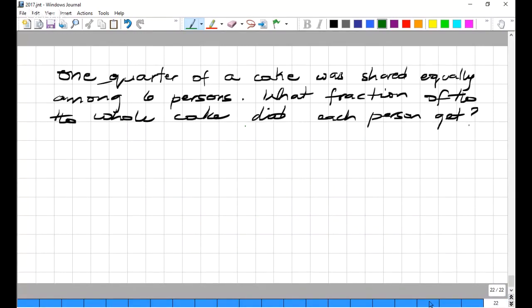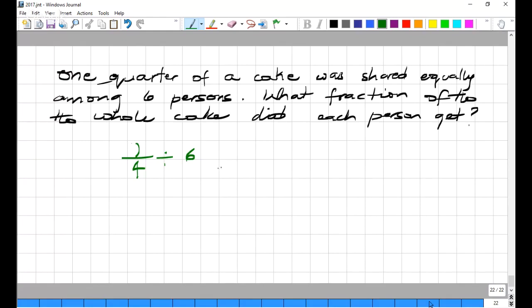All right, last one. If I have a quarter of a cake and this was shared equally among 6 persons, what fraction of the whole cake did each person get? What type of problem is this? Division. What operation do I need to solve this? Division. Okay, so what am I going to be dividing? The quarter. I'm dividing the quarter divided by 6.